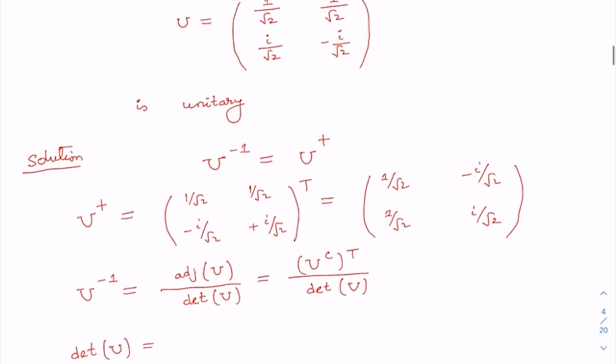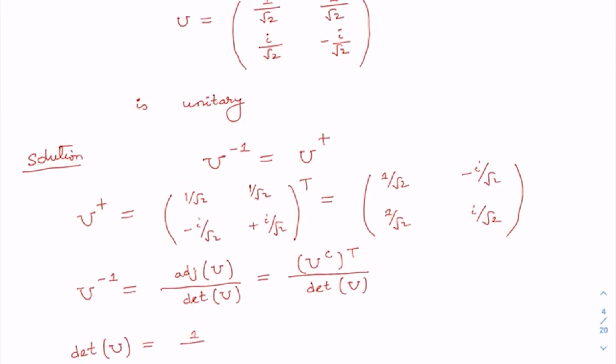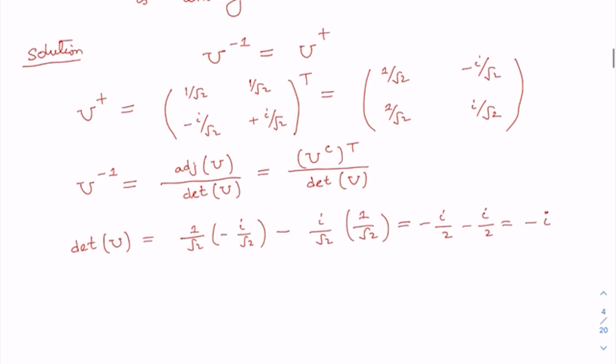You can see that this would be 1 by root 2. Just look at this expression for U: 1 by root 2 into minus I by root 2 minus I by root 2 into 1 by root 2. So we will get minus I by 2 minus I by 2, that is equal to simply minus I. So that is determinant of U.